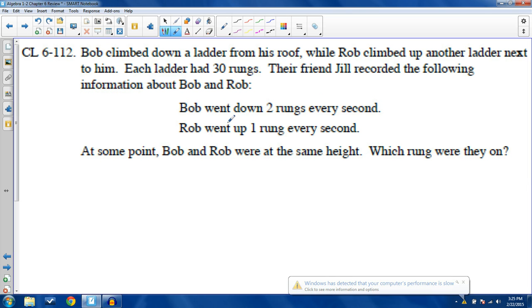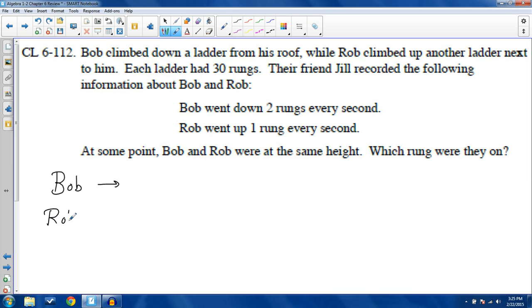At some point, Bob and Rob were at the same height. Which rung were they on? So let's create 2 different equations for Bob and Rob. And it's not something like B equals Bob, R equals Rob. These are like the units in a way. This is, for Bob, the height that Bob is at any given time.